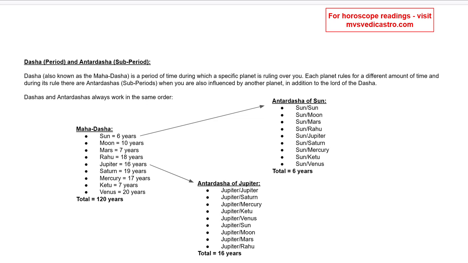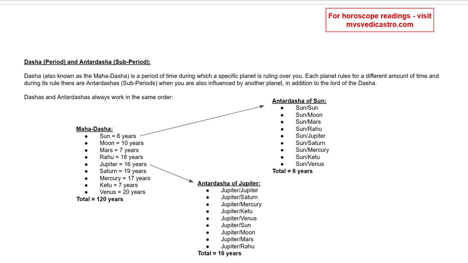And like I said, Sun's Maha-Dasha would be 6 years. So each of these other planets coming under that Maha-Dasha would be for a much shorter time frame in terms of their influence over the individual versus the Maha-Dasha of Jupiter, for example, which is 16 years. The time frame each planet will influence over that 16-year period is obviously larger.